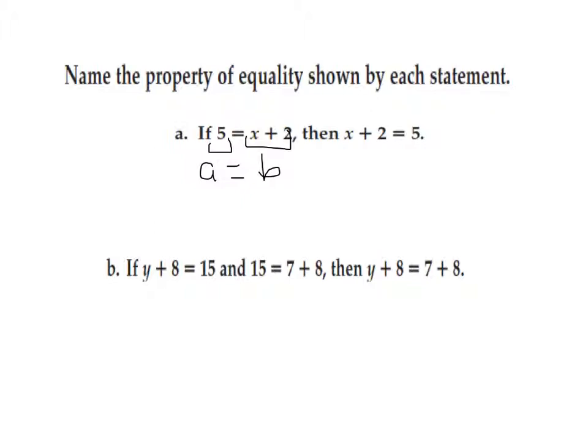Then I'll look at the next statement, x plus 2. That was our B. That's first now. And then it's equal to 5. That's my A. I notice that A is equal to B, B is equal to A. That reminds me of switching the order here, and that is the symmetric property. And the symmetric property I am going to abbreviate.